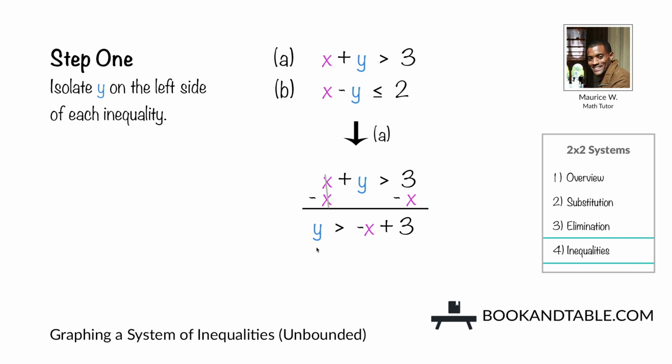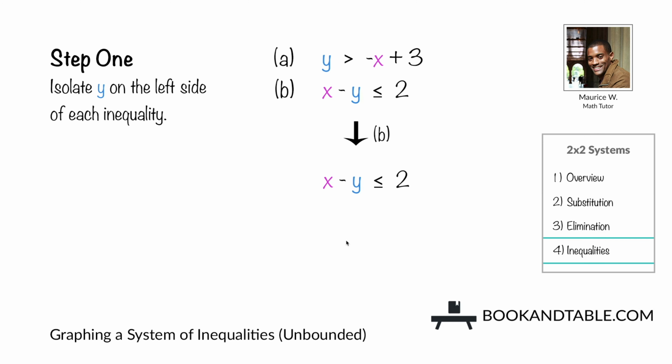So this expression here, y is greater than -x plus 3, is equivalent or the same as x plus y is greater than 3. So we'll change this expression to this expression. We'll now repeat that process for inequality B. X minus y is less than or equal to 2. We'll start by subtracting x from both sides, leaving us with -y is less than or equal to -x plus 2.